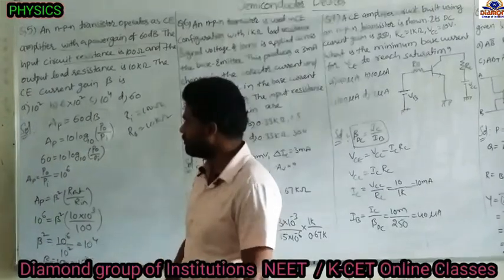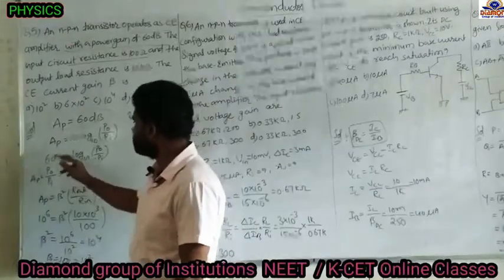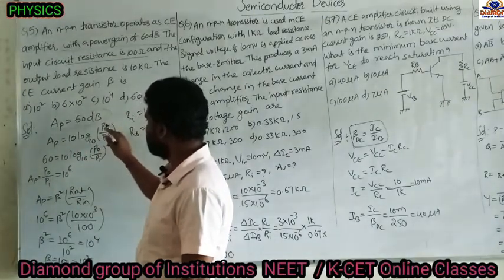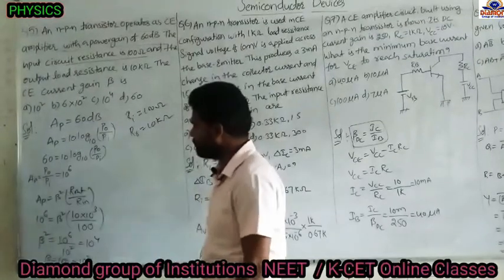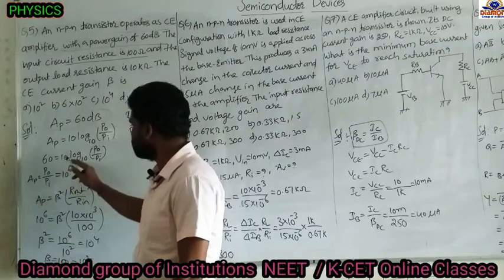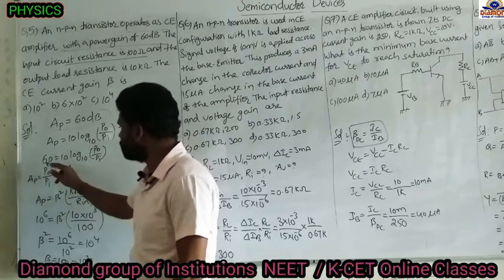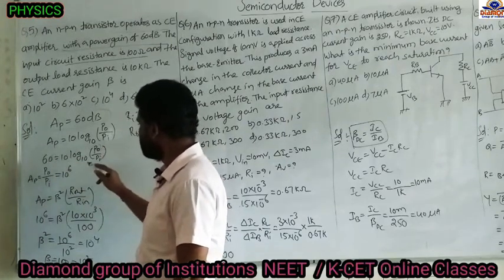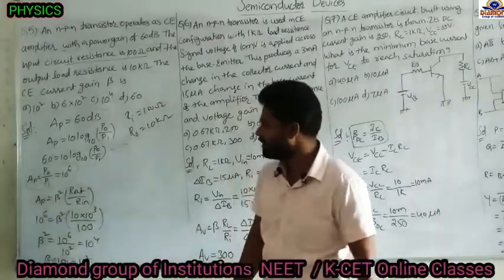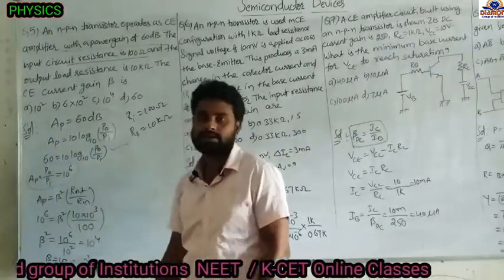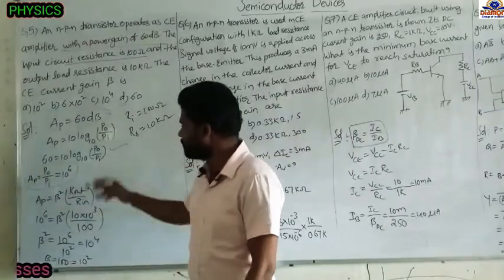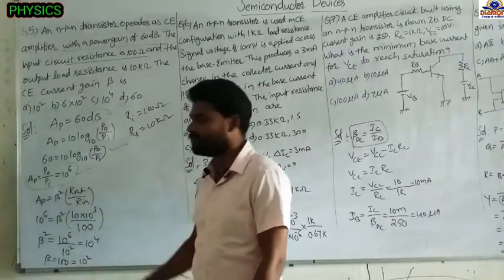If they give decibels, to find the power gain the formula is AP, the power gain, equal to 10 log base 10 of P output by P input. So in decibels, 60 equal to 10 log 10 of P naught by Pi. This 10 will cancel, and we will get 10 power 6. P naught by Pi equal to 10 power 6. This is from mathematics, you can do it very easily. So the power gain is 10 power 6. Here they gave decibels, and by using the formula we find the power gain is 10 power 6.